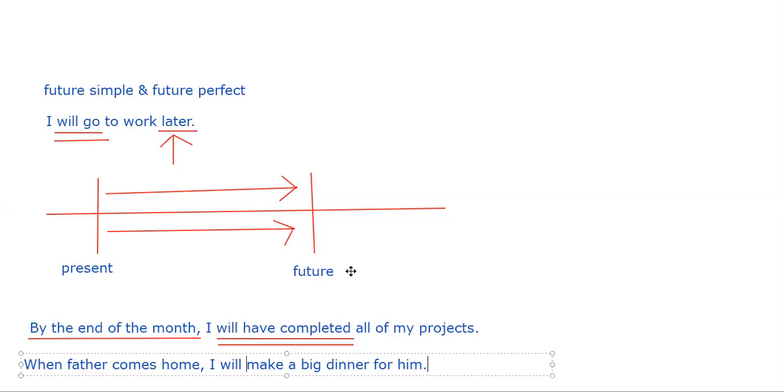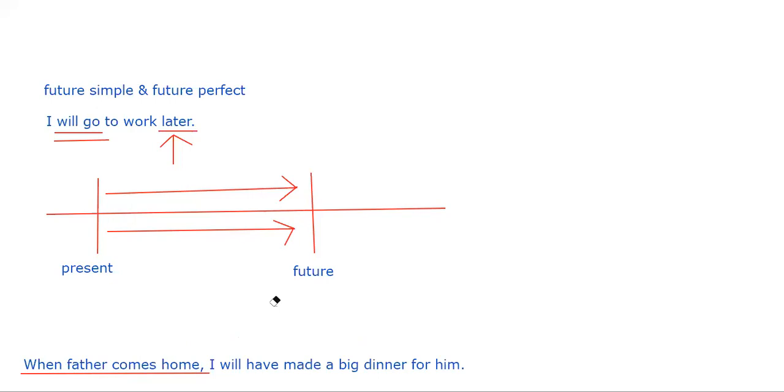So like when father comes home, I will have made a big dinner for him. You could say that too. So you could say, when father comes home, I will have made a big dinner for him, or when father comes home, I will make a big dinner for him. The only difference is that, again, here, let me erase this. Let me show you the difference here.